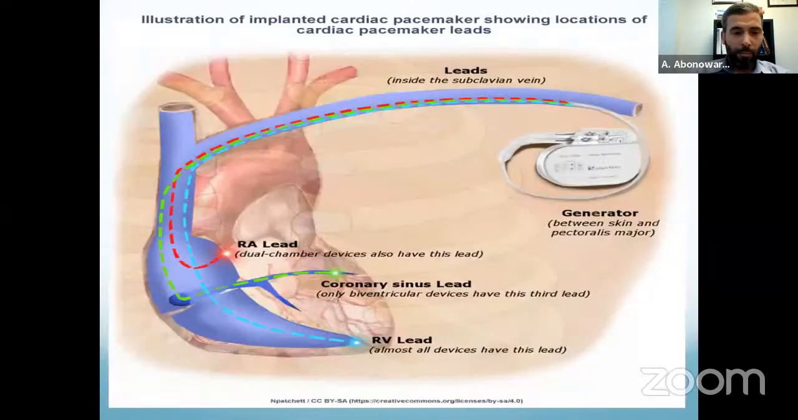And I'm not going to talk about CRT. I don't put in CRTs, but this is another third lead that goes through the coronary sinus towards the left ventricle from behind the heart. That's another lead that sometimes you see if a patient comes in acutely after CRT implantation. So just to keep that in mind. So we have single lead, dual lead, and CRT pacing.